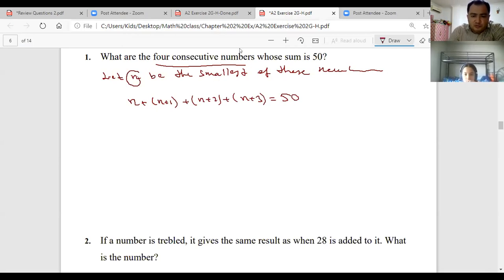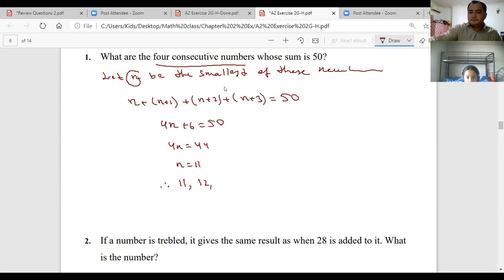1, 2, 3, 4 N's, right? 4N, 1 plus 2 plus 3 is 6. That's equal to 50. And for 4N, Shahina, now you can do some calculations mentally. 50 minus 6 is 44. So N is equal to 11. So those numbers are 11, 12, 13, and 14. The question is, what are the four consecutive numbers? You should solve like this, Shahina.